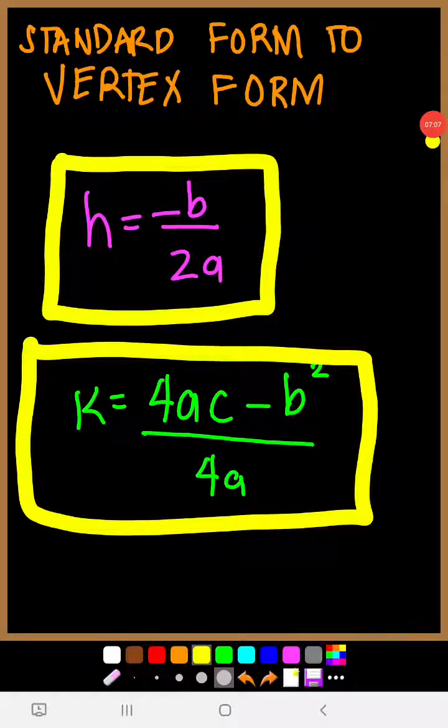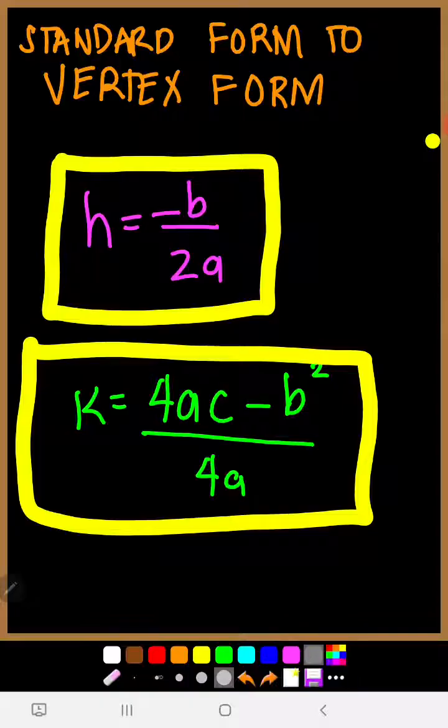Okay, so ngayon naman, we are going to transform quadratic function from standard form to vertex form. So in order for us to transform quadratic function from standard form to vertex form, kailangan alam natin itong mga formulas na to. So h is equals to negative b over 2a, and then k is equals to 4ac minus b squared over 2a. Bakit?